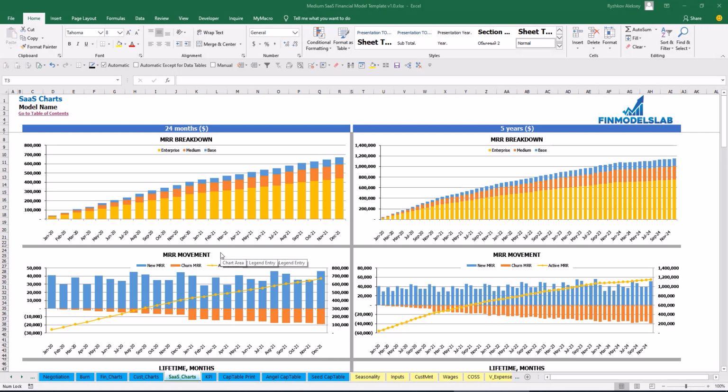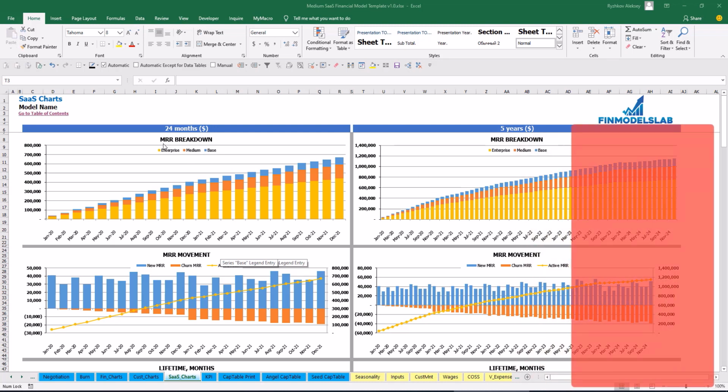On the SaaS charts tab, you may see the main SaaS KPIs and metrics broken down by two sets of charts. On the left side you can see the monthly amounts for the 2 years, and on the right side the monthly amount for 5 years. So on the top set of charts you may see the MRR breakdown by 3 offerings. In this case this is Enterprise, Medium and Base.